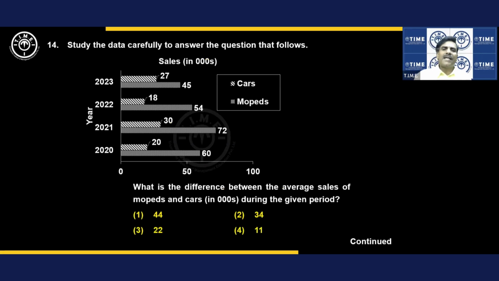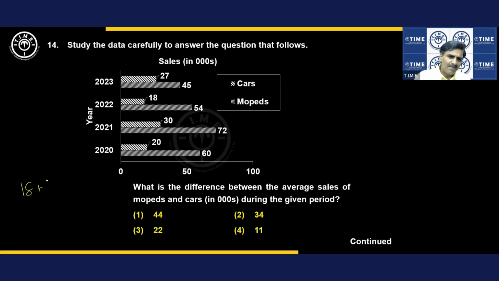Right. Study the data carefully to answer the question that follows. Sales are given here for cars and mopeds. What is the difference between the average sales of mopeds and cars in thousands during the given period? That's what we are looking at basically. In every case, mopeds are higher. So 27 and 45, the difference is 18,000. 18 and 54, the gap is 36, so that is also 36,000. We'll take the 1,000 part later. So 18 in the first case, 36 in the second case.